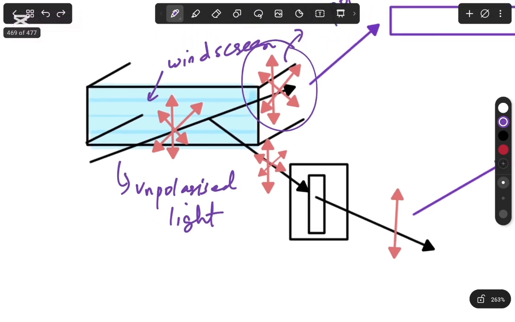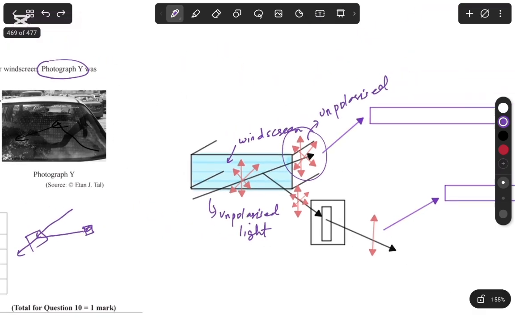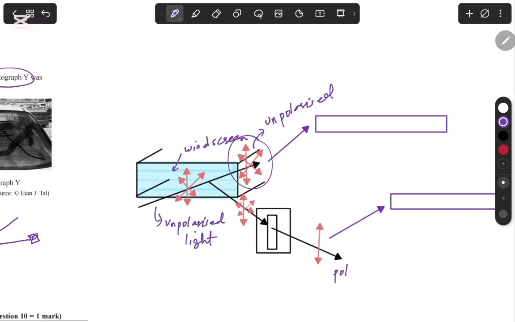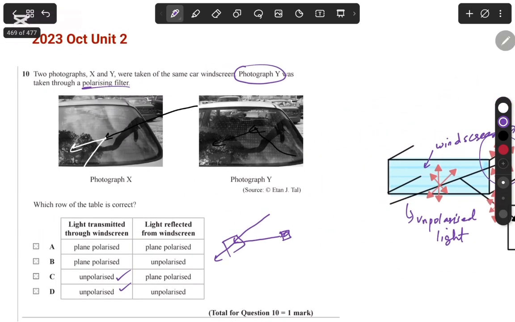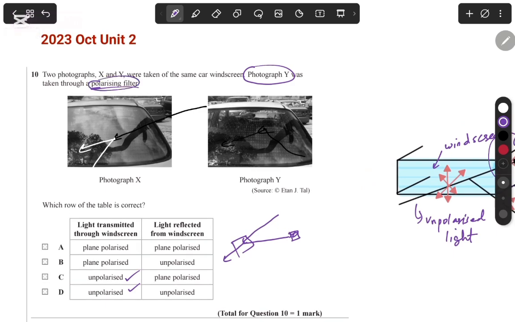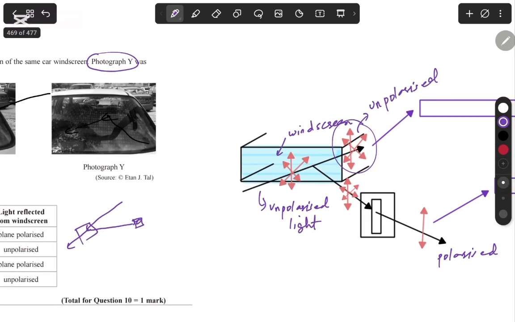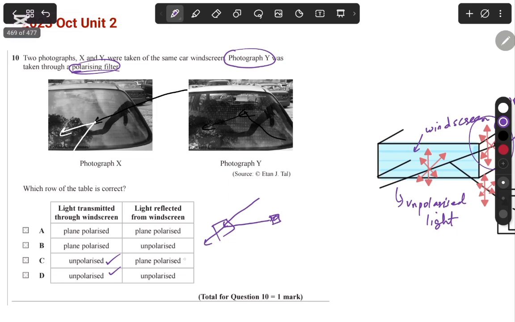So the filter is going to cause the light to go from partially polarized to plane polarized. Okay, the other oscillations will be absorbed and the one that's parallel is going to pass through. So then light will become polarized, right? So it's less about the reflection part, it's more about that we have put the polarizing filter. Okay, so because of that, the light becomes polarized. So this is going to be plane polarized, so it's going to be C.